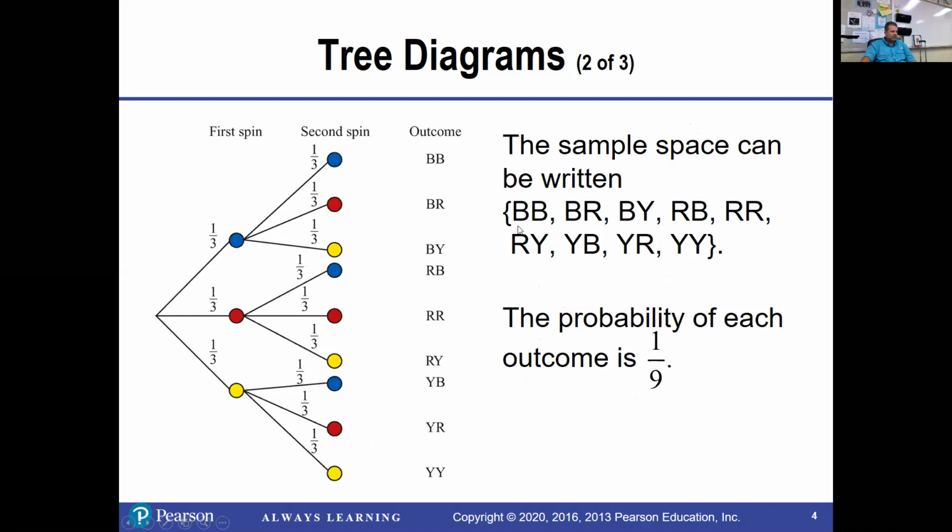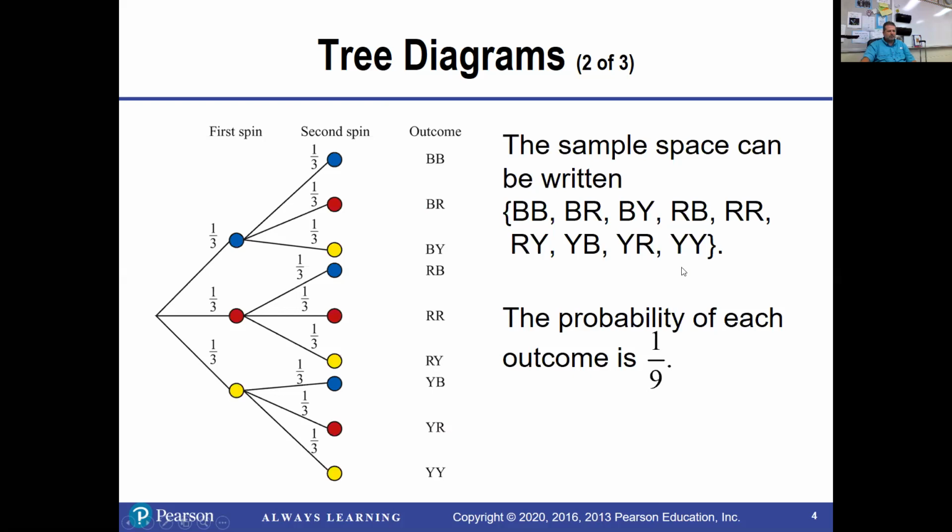We talked about that last time. A sample space has the sets here, brackets, and this is blue, blue, blue, red, and so forth. Probability of each outcome is 1 out of 9. Notice they're all different because of their order. Now, that's tree diagram.